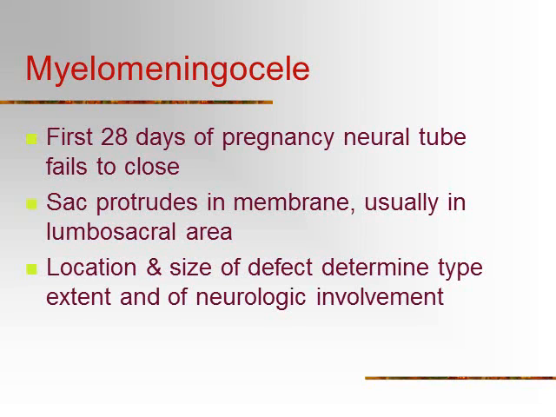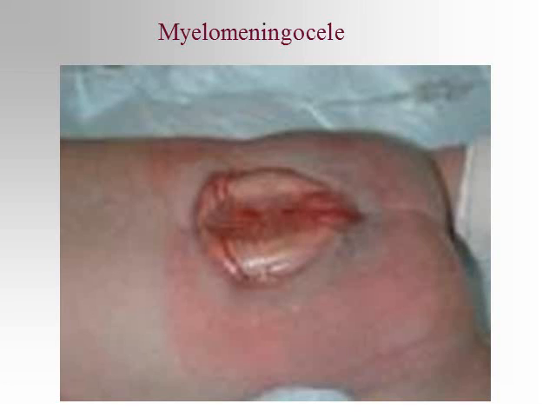Okay, so myelomeningocele. In the first 28 days of pregnancy, the neural tube fails to close, and this sac protrudes, kind of in the lower back. The location and the size of the defect determine the extent of the neurologic symptoms or involvement, so how they are able to function neurologically. Here's a picture, sorry it's kind of blurry, of a myelomeningocele, so you can see what a defect would look like if a baby was born with this.